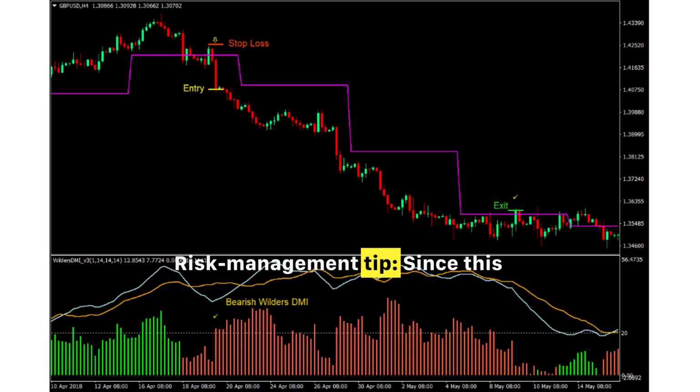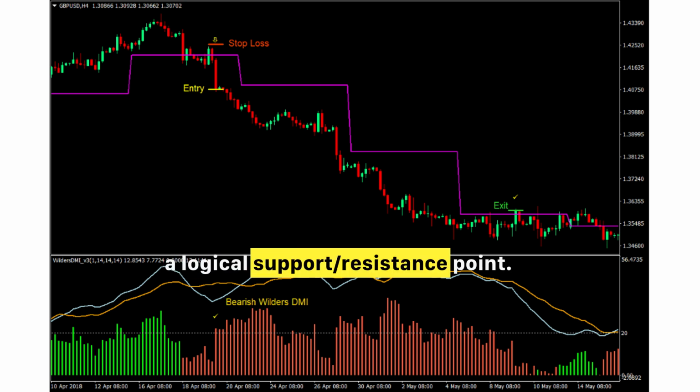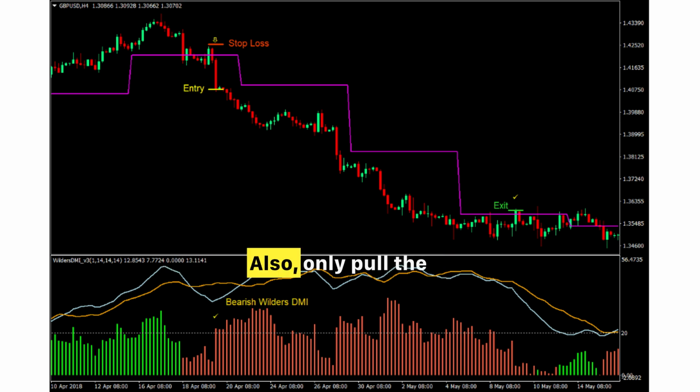Risk management tip. Since this is a swing trade, don't use too tight of a stop. Let price respect the weekly pivot area and use fractals so your stop loss is placed at a logical support, resistance point. Also, only pull the trigger when the DMI momentum is strong, above 20. That filter helps avoid false breakouts.